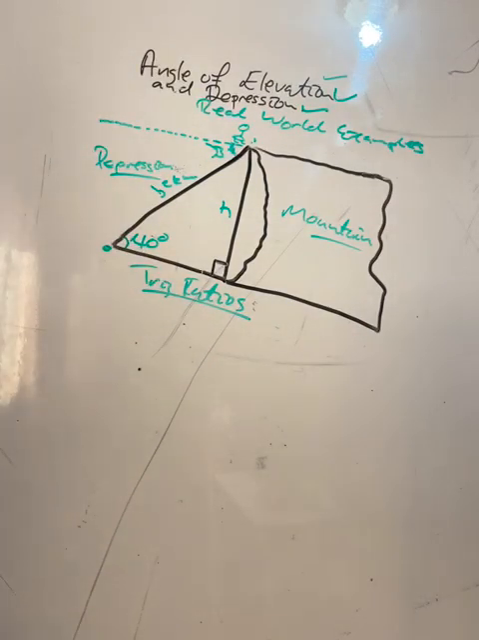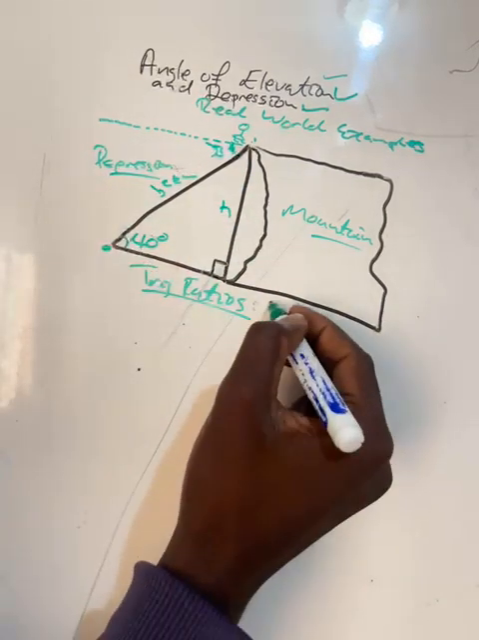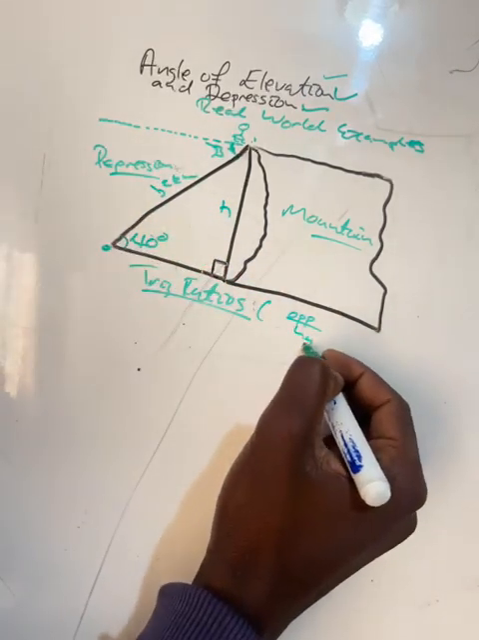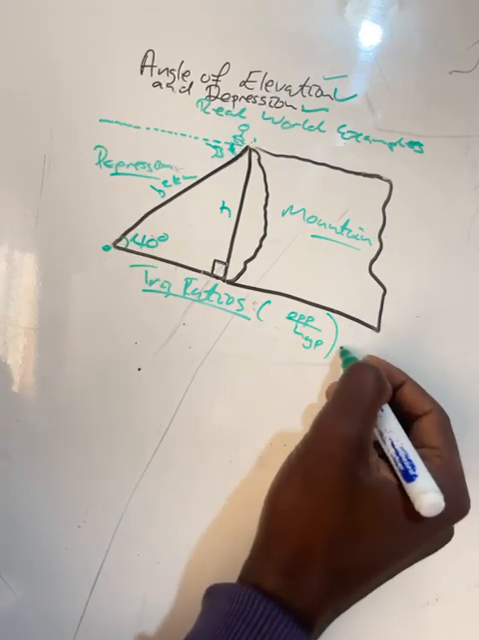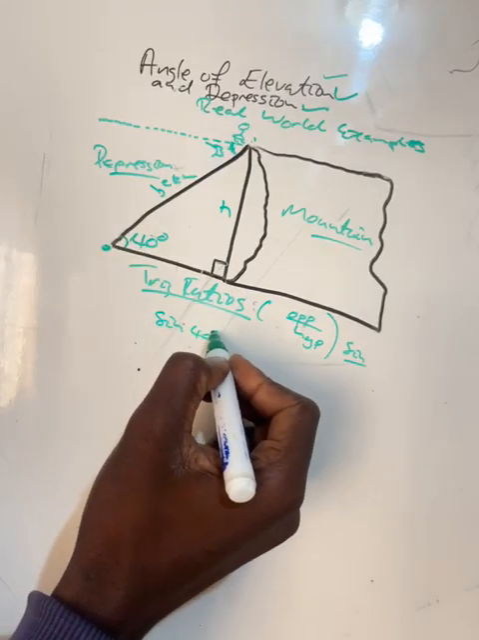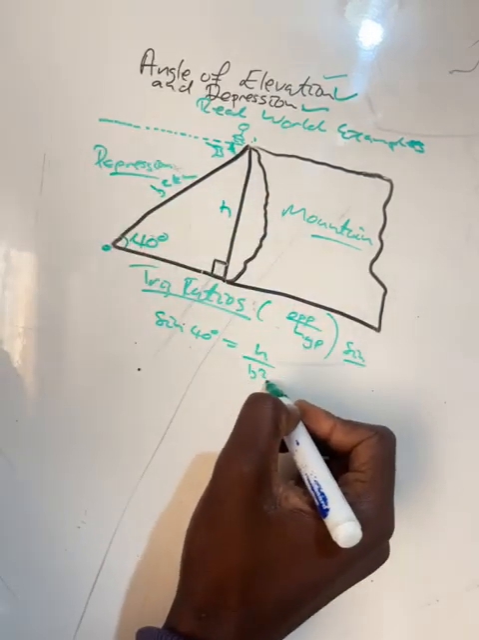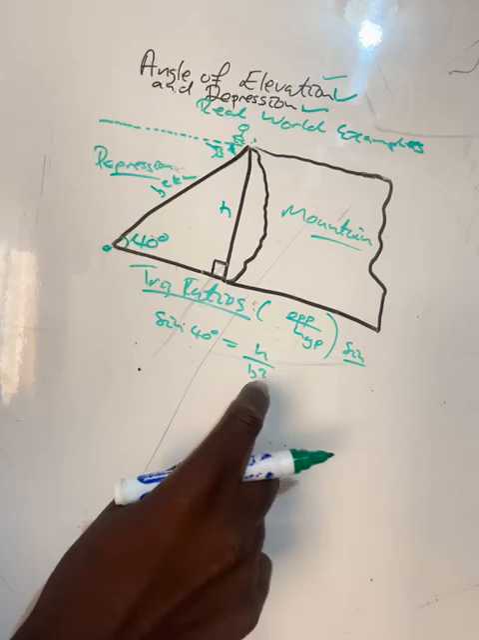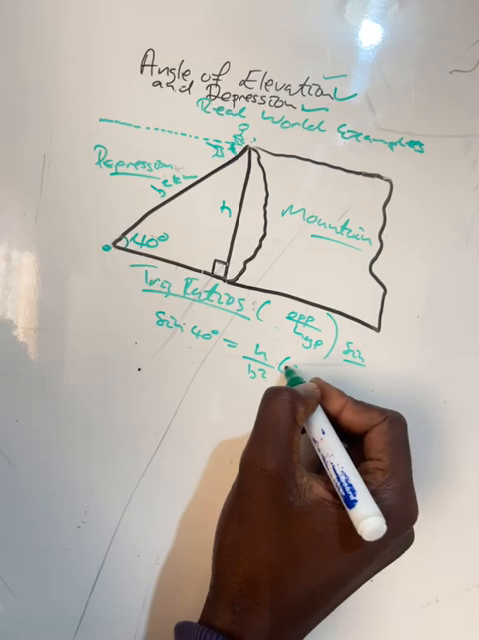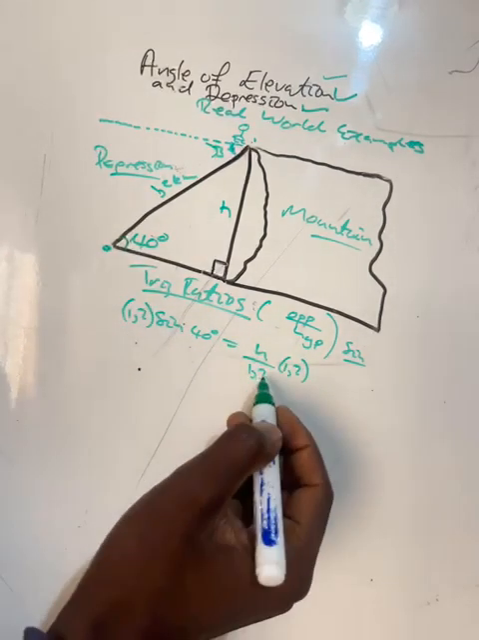The first thing I do is observe from this angle of elevation that my height is opposite. So I have opposite over hypotenuse, which means I'm dealing with sine. So I say sine 40 degrees is equal to h over hypotenuse, which is 1,2. Then the first thing that I want to get rid of is the denominator. So I multiply both sides with 1,2. The 1,2 on this side and the 1,2 on the left-hand side cancel out.